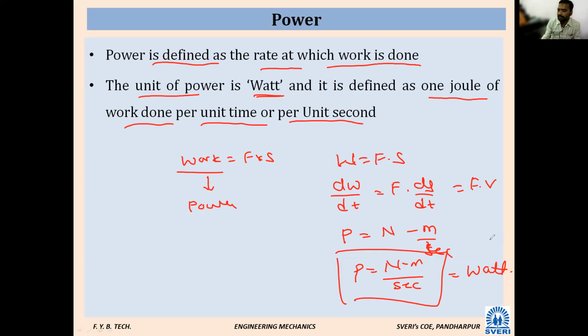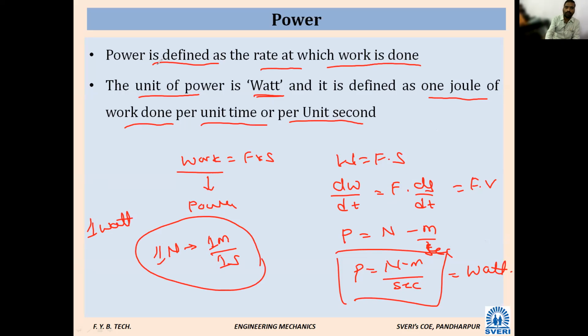Okay, so I can define 1 watt. How to define 1 watt? If I consider 1 Newton of force, force is equal to how much? 1 Newton of force. Okay, if it applies at a distance of 1 meter per 1 second, 1 meter per second, then that entire thing is called 1 watt. Okay, write down this definition. Power is defined as the rate at which work is done, or else the rate of change of work, or else the time rate of doing work is also called power. Okay, you should know rate of change or time rate at which work is done.